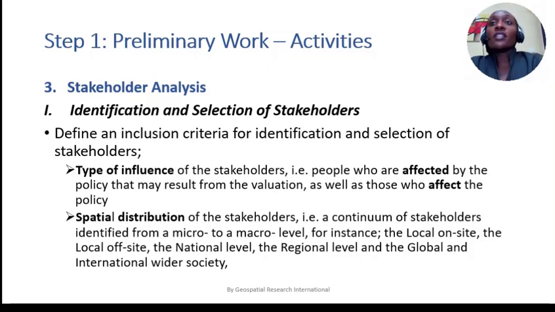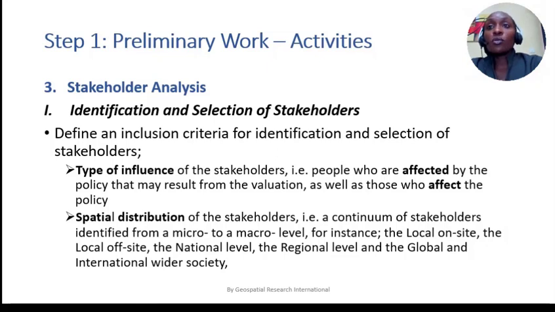So depending on the degraded site in question, the steering team of the valuation will start off the process by defining an inclusion criteria for the identification and selection of stakeholders. This may incorporate things like the type of influence of the stakeholders, and this means the people who are affected by the policy that may result from the valuation, like the locals living within that ecosystem, as well as those who affect the policy. And here, we're talking about governments.